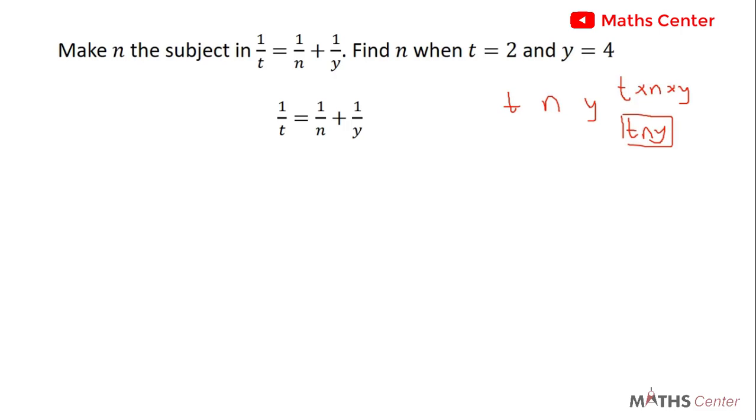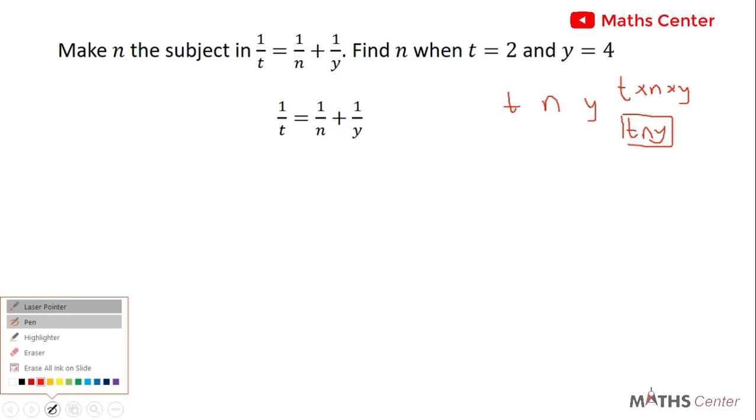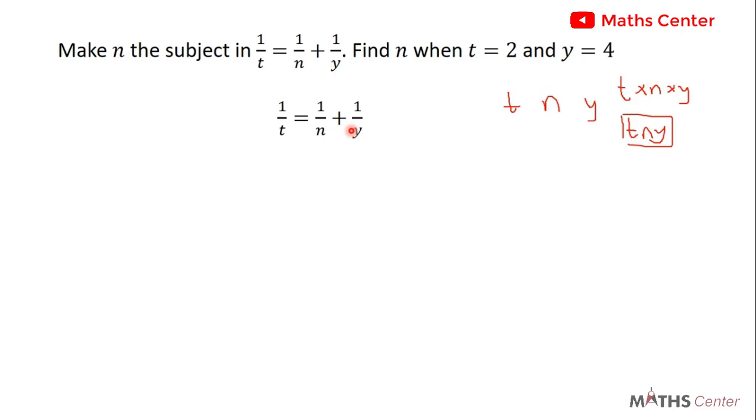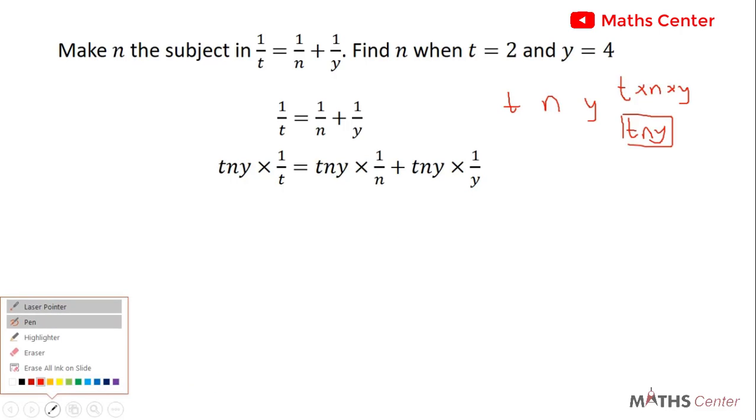After you found the LCM, as we've done in this case, you identify the terms in the equation. The terms in this equation are 1 over t, 1 over n, and 1 over y. Now, after you have identified the terms, you multiply each term by the LCM. So that is the next thing we are going to do. We are going to multiply each term by the LCM, which is t n y. So you multiply 1 over t by t n y. We multiply 1 over n by t n y as we have here, and we multiply 1 over y by t n y. From here, you do the cancellation.